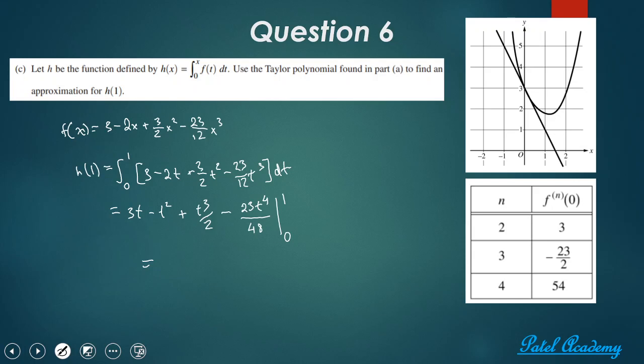So I get 3 minus 1, which is 2, plus 1 half, which is going to be 5 halves, and then minus 23 over 48. So I get 5 halves minus 23 over 48, which is equal to 97 over 48. And so that's our approximation of h at 1.